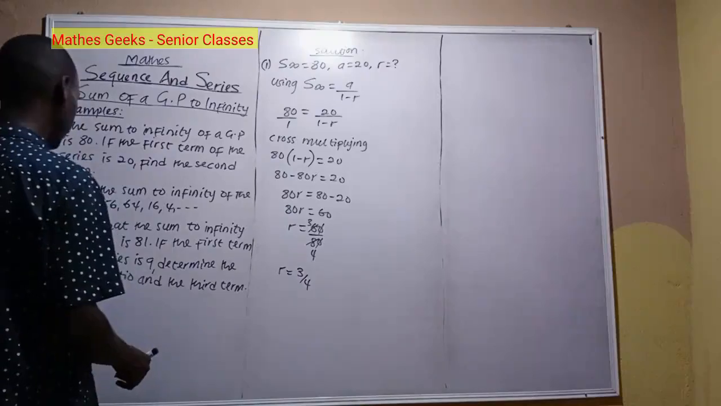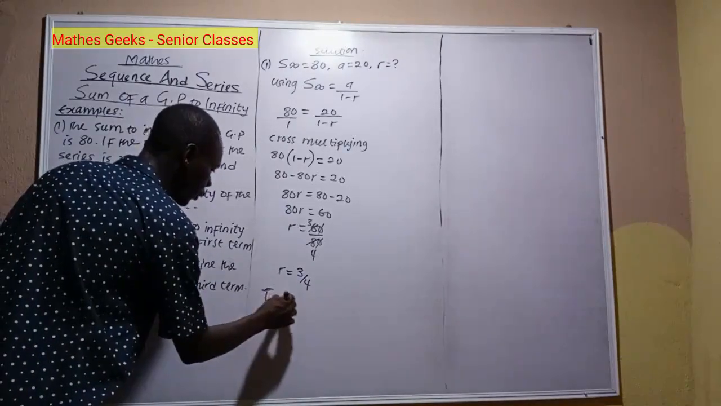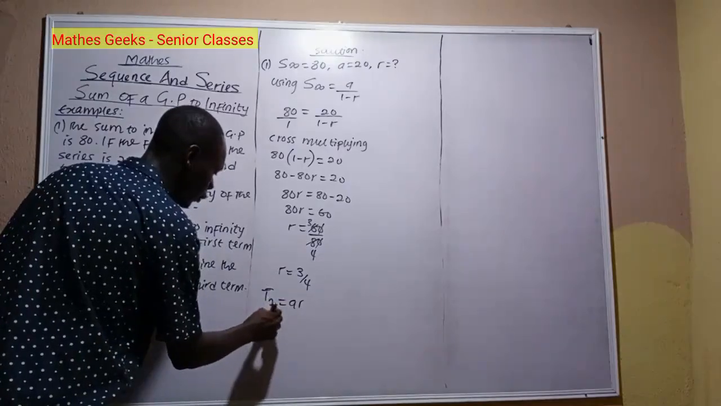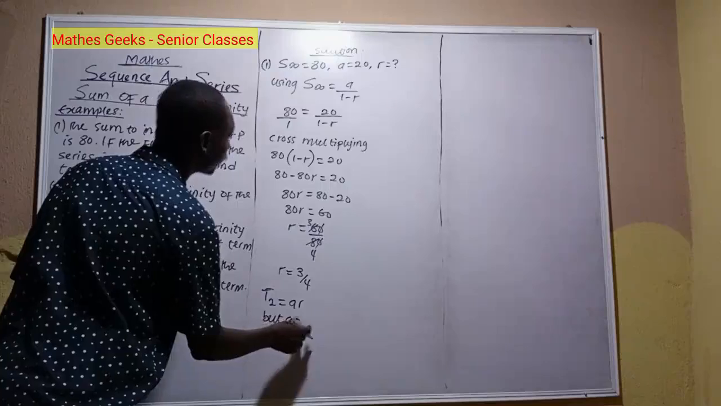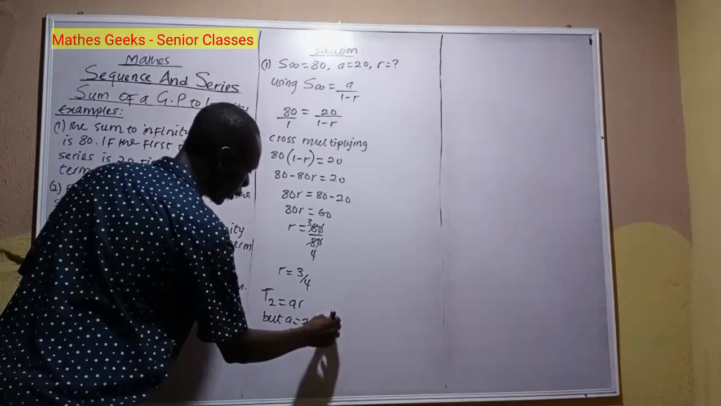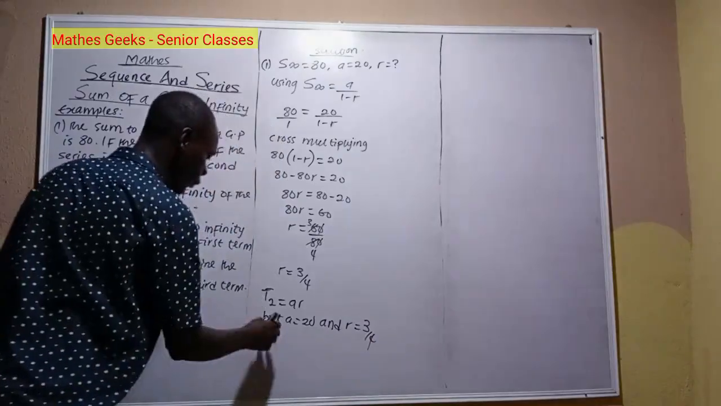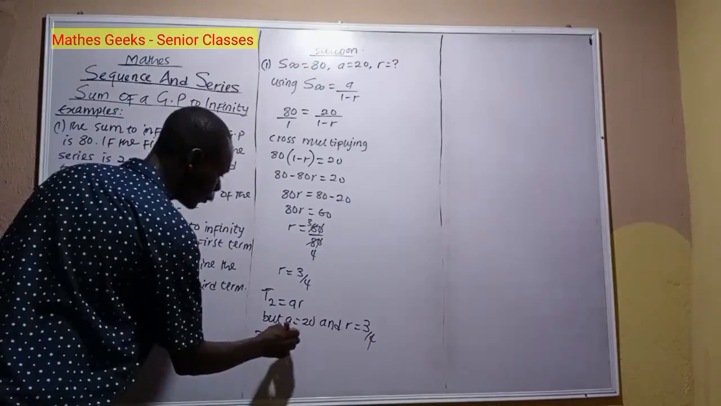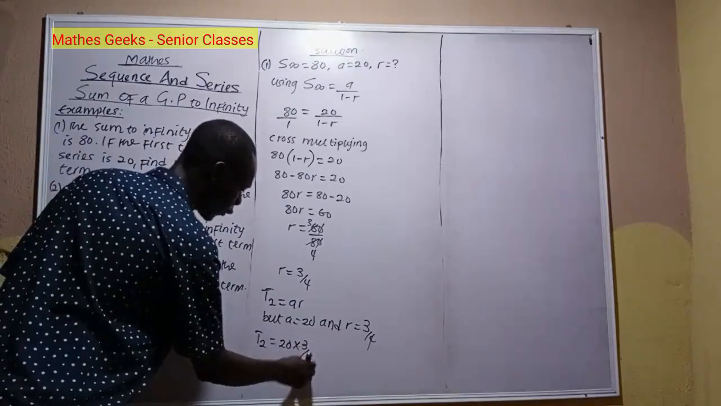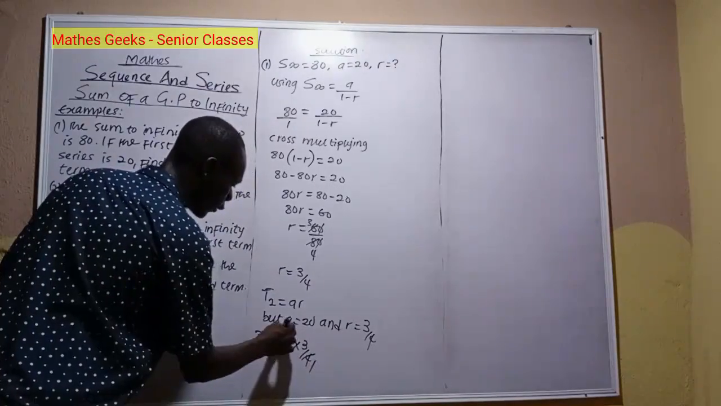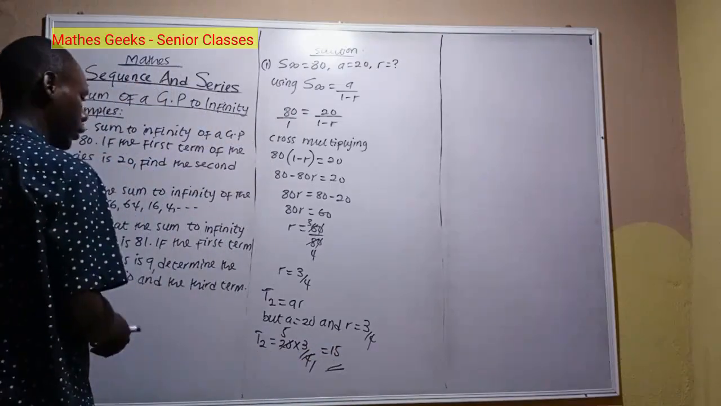So T2, we should look for the second term. T2 is equal to AR, where A is equal to 20 and R is equal to 3 over 4. So T2 is equal to 20 times 3 over 4. 4 into 20 is 5, 5 times 3 is equal to 15. So that's the second term.